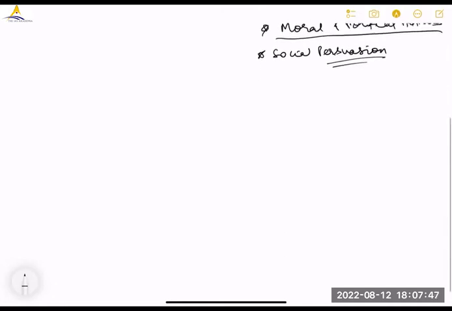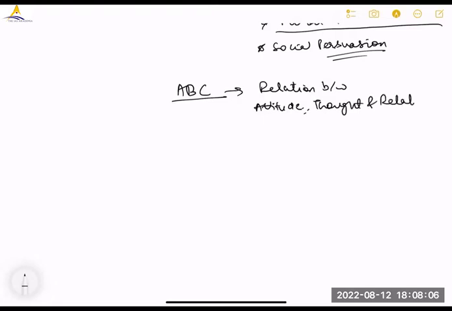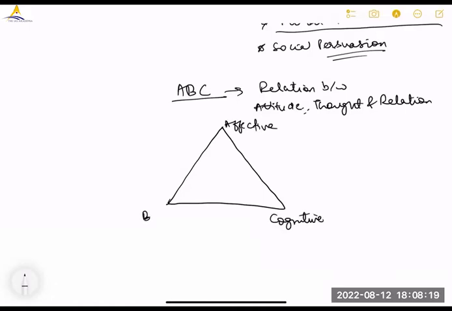So, see an example. There is an ABC model to show the relation between attitude, thought, and behavior. See, in ethics I tell you a little bit every time so that when you study, you have an idea. Affective, cognitive, and behavior. Affective means emotions. Cognitive means knowledge or thought. And behavior means action.